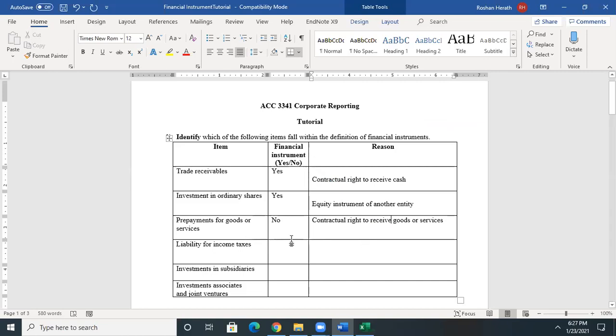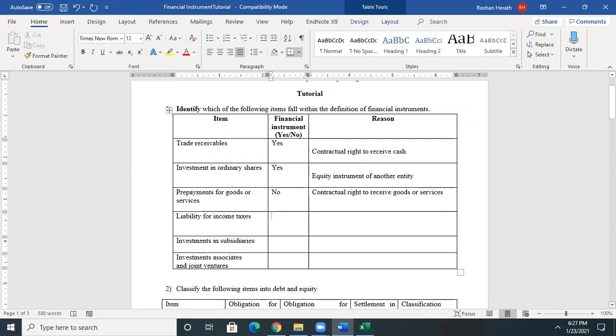Good. What about the next one? Again, it's a very interesting one, yeah? So liability for income taxes. What about that? Good. Very good. Very correct. So you have reasoned it out nicely. The reason is that it's an obligation, but it's not a contractual obligation, rather it's a statutory obligation. Very correct. Statutory obligation. Good.